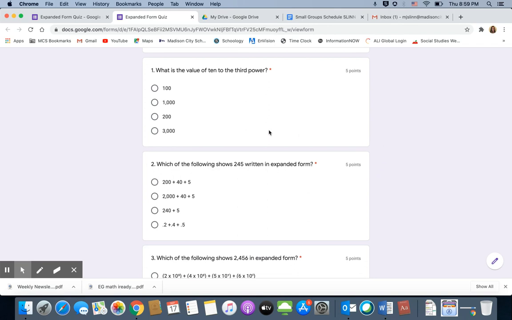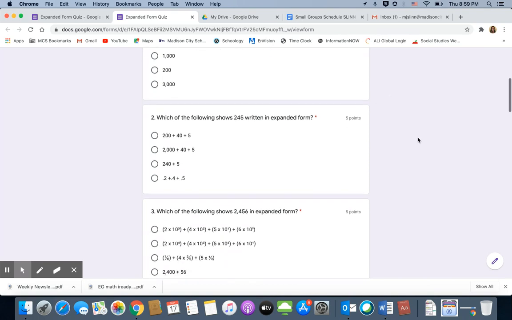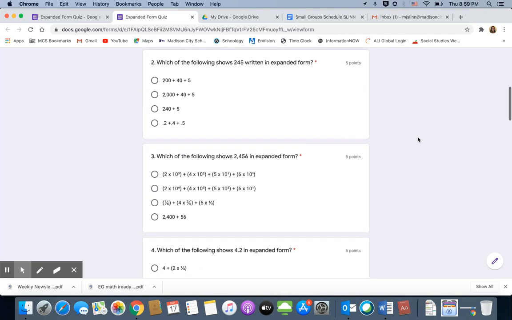First question asks you to think about what is the value of 10 to the third power. Look carefully at each answer choice and choose the one you think is correct. Next couple of questions just ask you to look at some different numbers that are written in expanded form. Eliminate the ones that are not right.